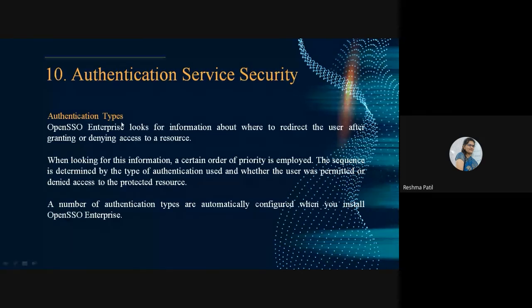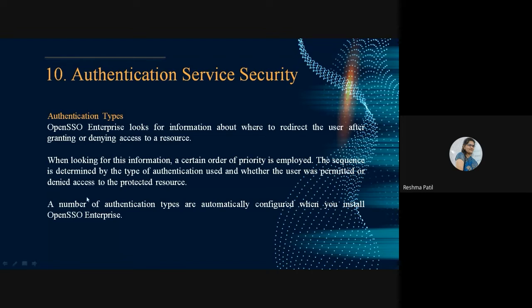Then we will see authentication types. OpenSSO Enterprise looks for the information about where to redirect the user after granting or denying access to the resource. When the person is granted access, where to redirect that user, that part will be looked up under OpenSSO Enterprise. When looking for this information, a certain order of priority is employed. Priority will be mentioned there, where to redirect that user.